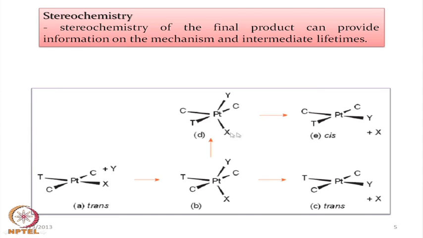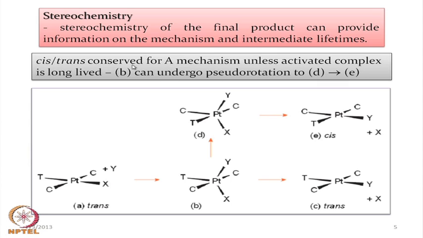So, after removal of X, X is going away, the rearrangement of this thing will lead to the cis geometry, because already we moved these two C groups to the 180 degree position, then to 90 degree position for the cis geometry. So, these two are the possibilities depending upon the stability of the intermediate.